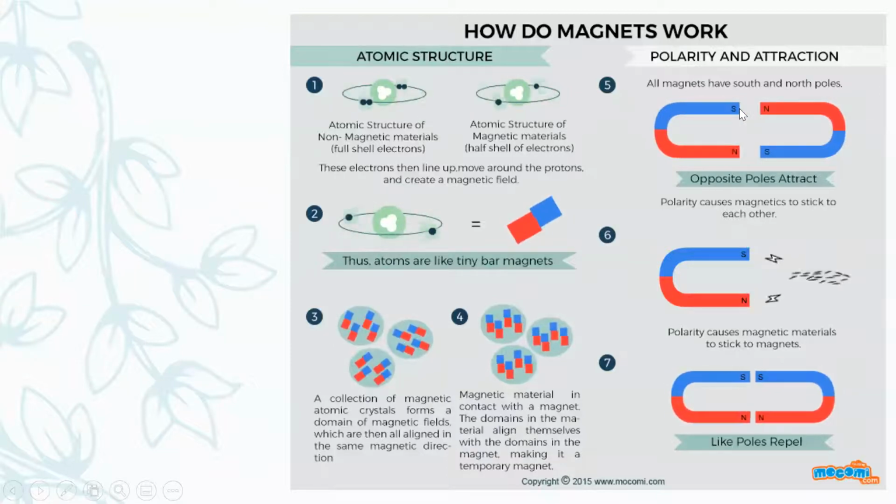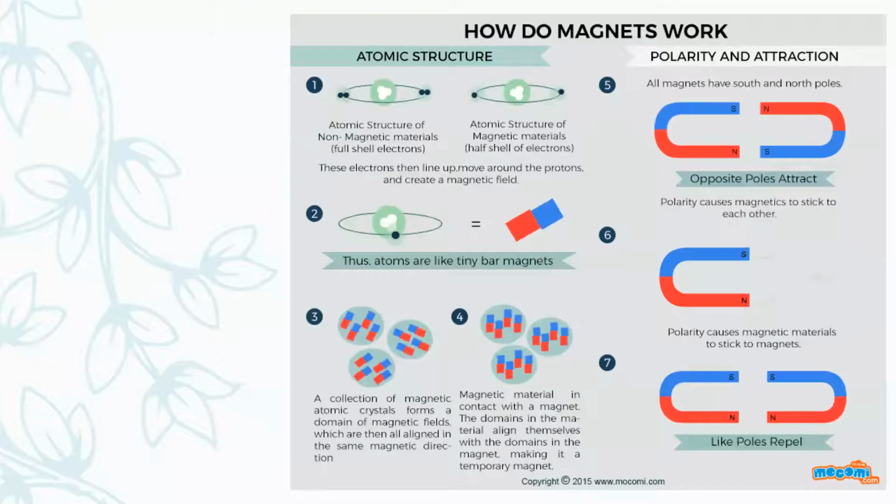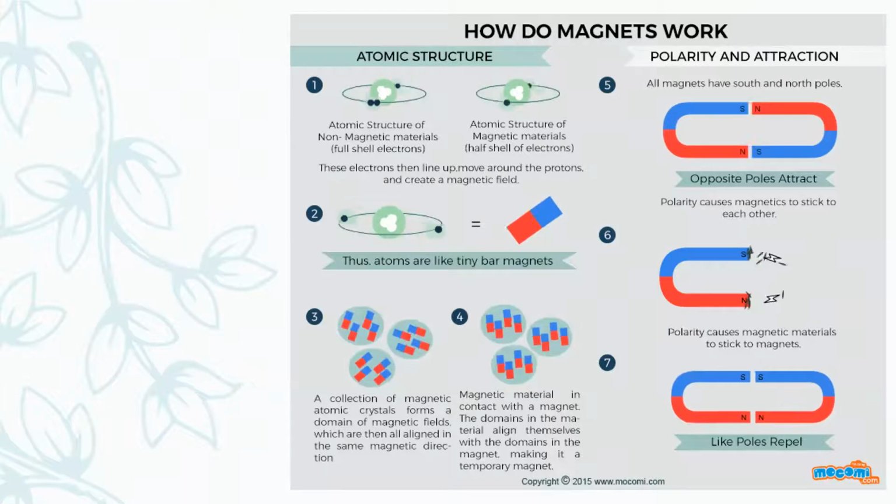You can see here, this is the south pole of this magnet and this is the north pole of this magnet. And you can see that opposite poles attract each other. Every time, you can observe that opposite poles will always attract each other. Look at this figure: the south pole comes closer to the north pole and the north pole comes closer to the south pole, and they are attracted to each other and they meet. Polarity causes magnets to stick to each other. You can see in this figure that both the magnets are stuck to each other.